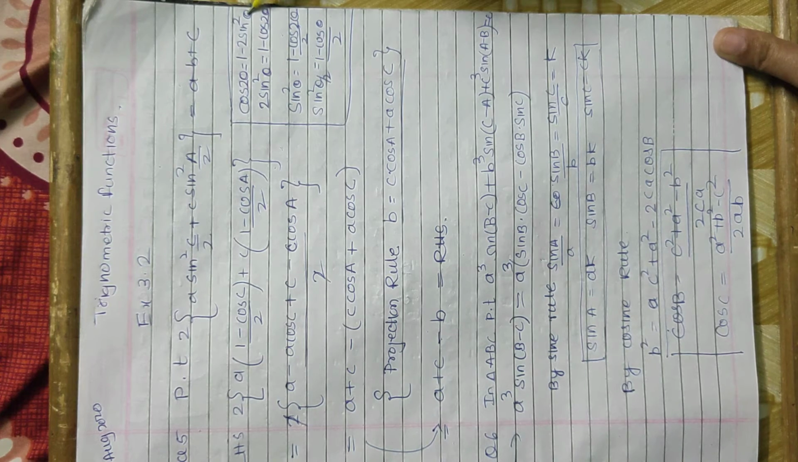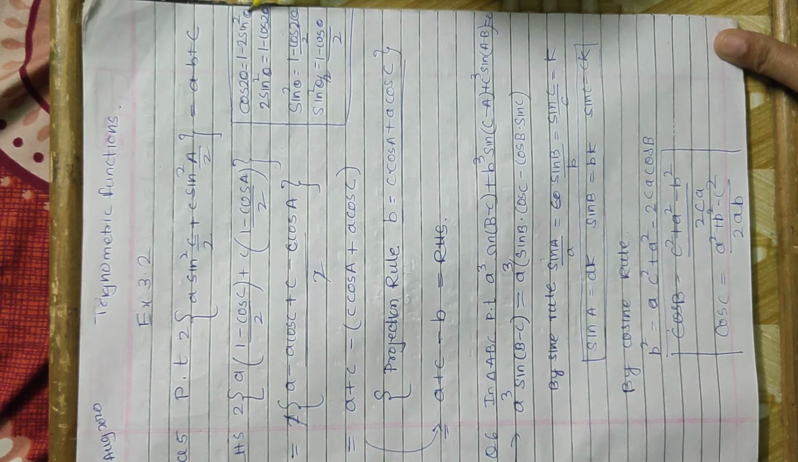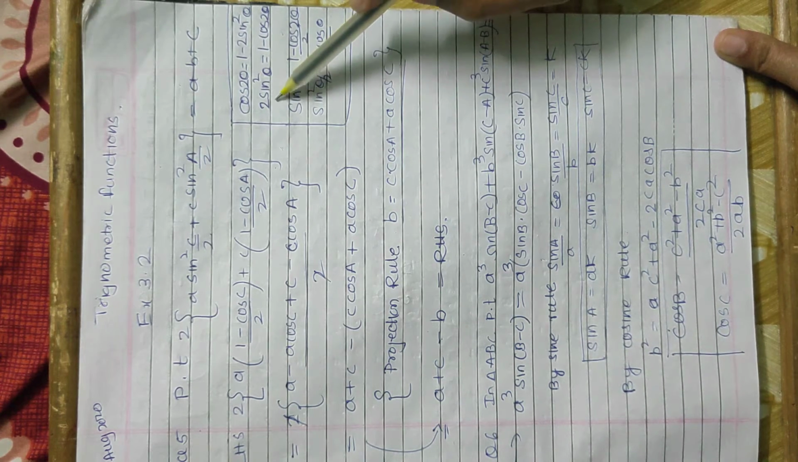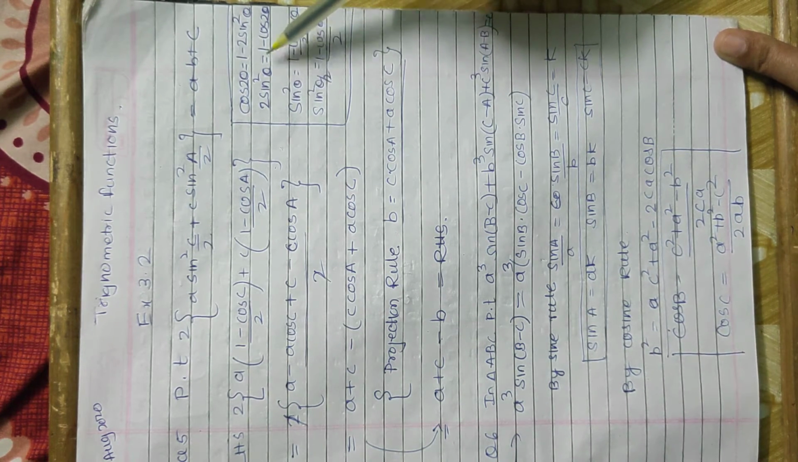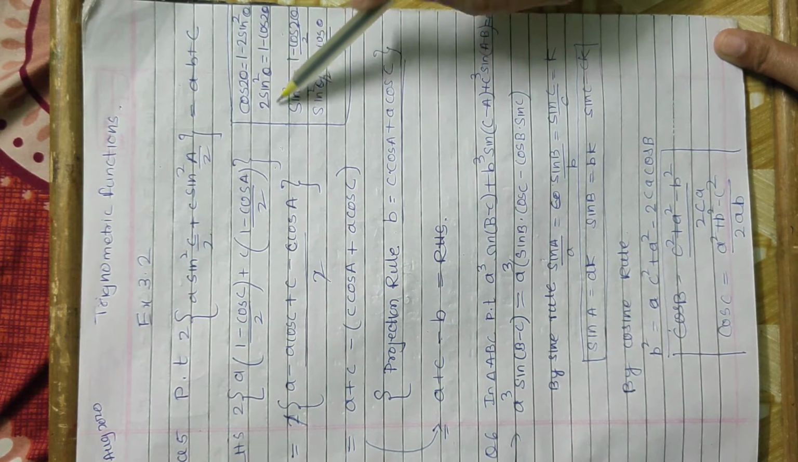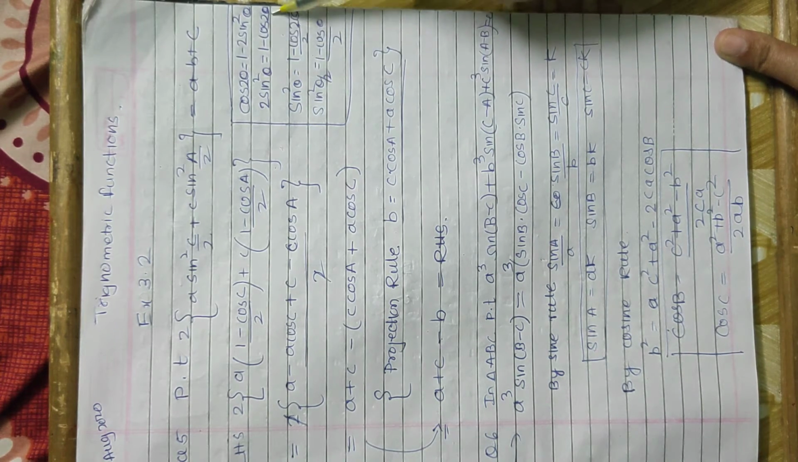You have to remember the trigonometric formulas also. Cos 2 theta is equal to 1 minus 2 sin square theta. This 2 sin square theta we will take to the left hand side, and cos 2 theta to the right hand side: 2 sin square theta is equal to 1 minus cos 2 theta. Now this 2 we take down: sin square theta is equal to 1 minus cos 2 theta upon 2.